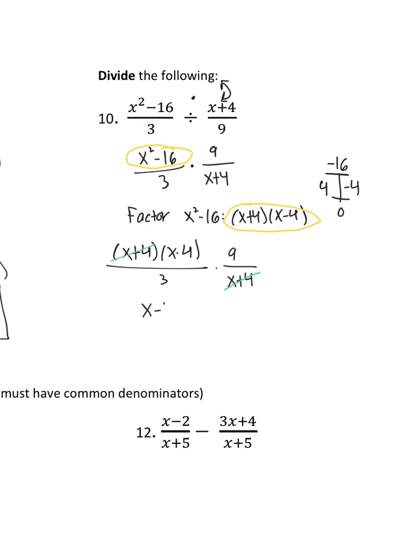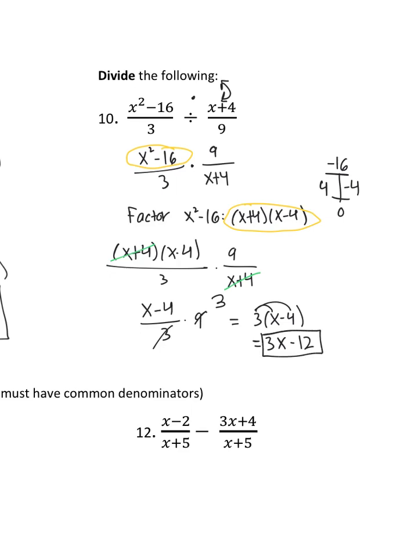So you're left with x minus 4 over 3 times 9. Okay, there's a number of different ways that you can go about this in terms of reducing. If you notice that you can take the 3 away from here, and I can factor a 3 out of the 9, that's fine, and you get 3 times x minus 4. If you distribute, you get 3x minus 12, and that's your final answer.